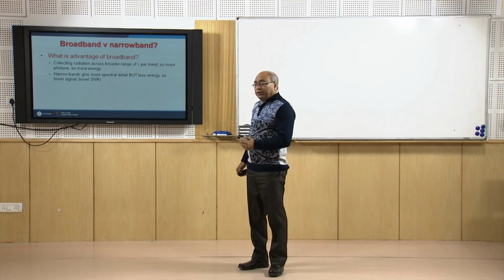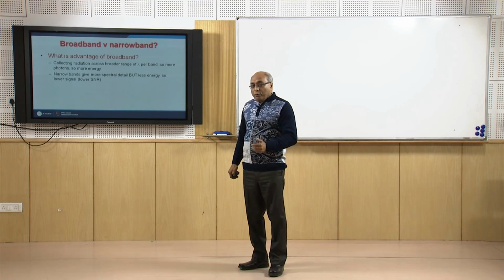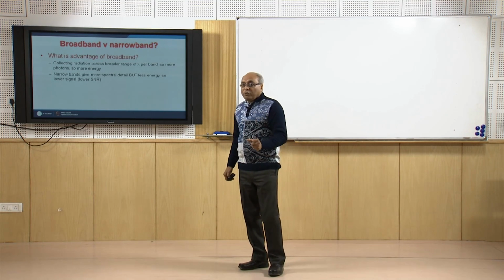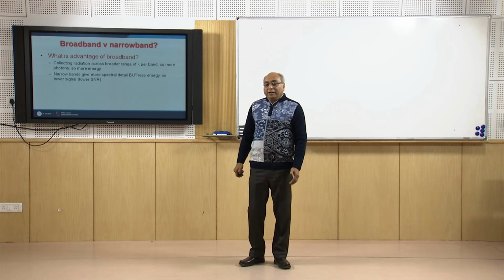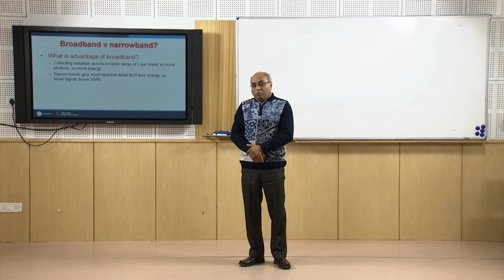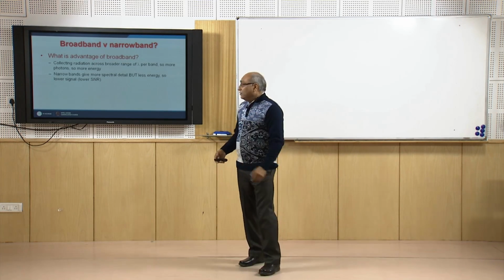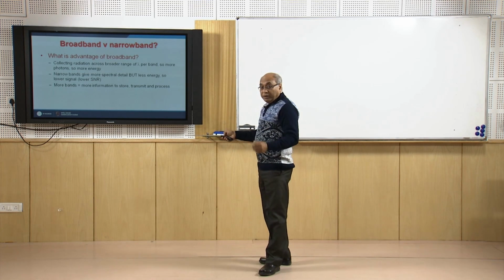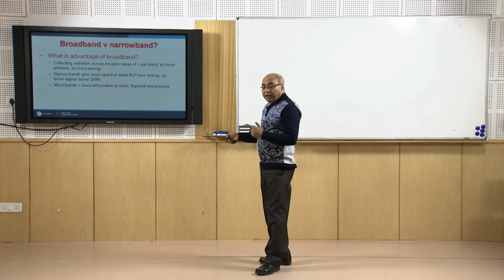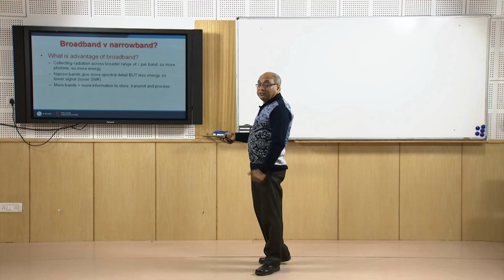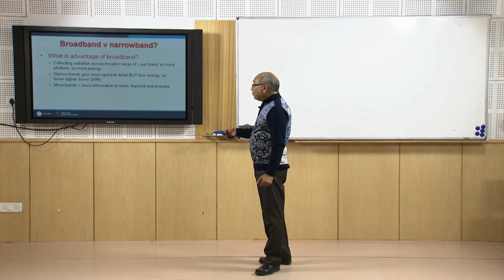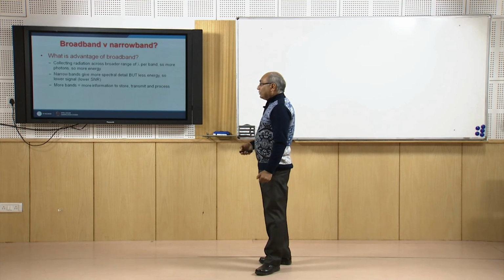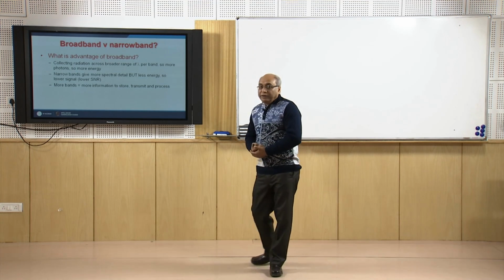As electronics and sensors are improving, it is becoming possible to have more channels within a given part of the EM spectrum, and narrower channels are becoming possible, because we are improving the SNR, or signal to noise ratio. We are making it lower and lower, and therefore can increase the number of bands. More bands also means more information to store, transmit and process. This is a kind of trade-off.